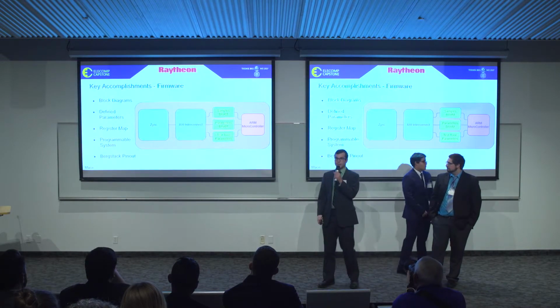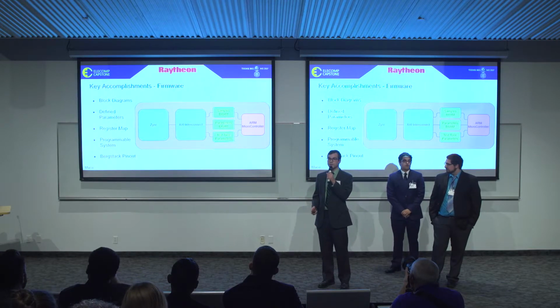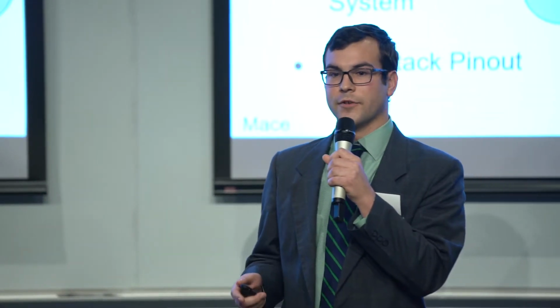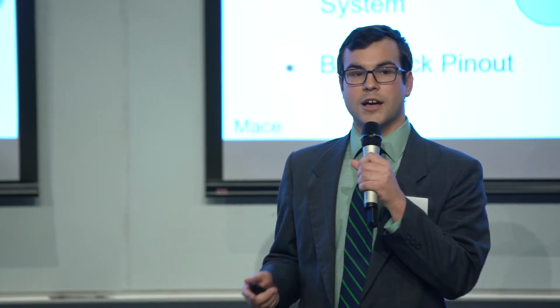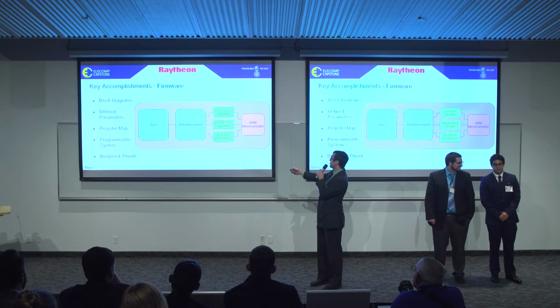For the firmware side of our project, we have recently finished all of the planning stages. This includes block diagrams, defining our parameters, a register map, a programmable system, and a Berg stack pinout. The block diagram was vital for us to understand all the capabilities of our FPGA. I then defined all of the parameters that the user will have control over. I took those parameters and put them into a spreadsheet known as the register map. The register map defines the length, location, and how the FPGA interprets all of the bits. From there, I created a project within Vivado. This is the programmable system, as shown here.